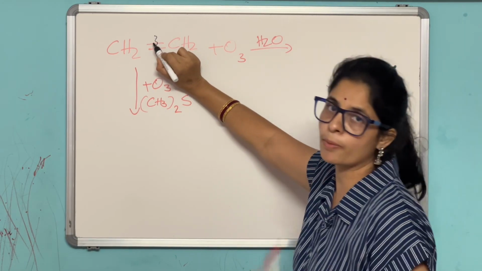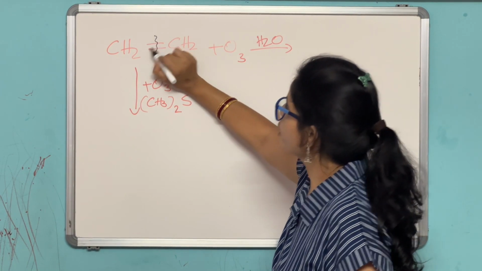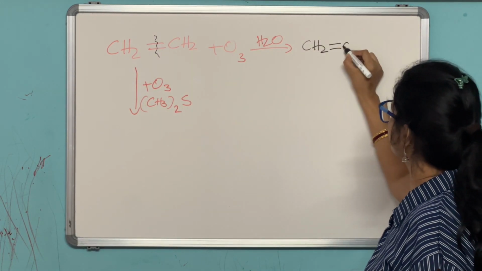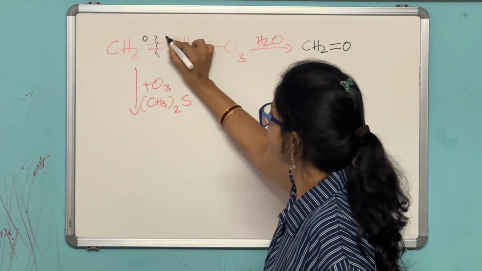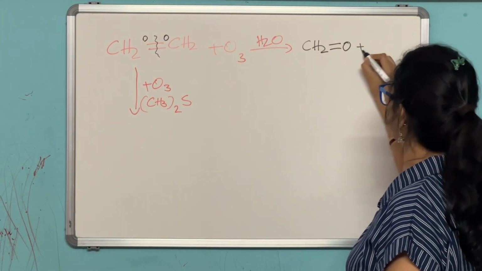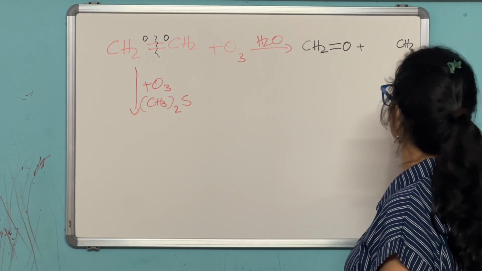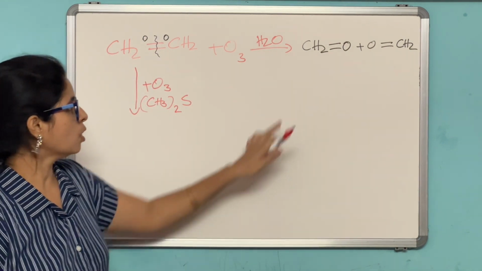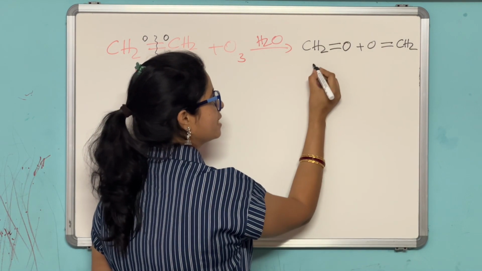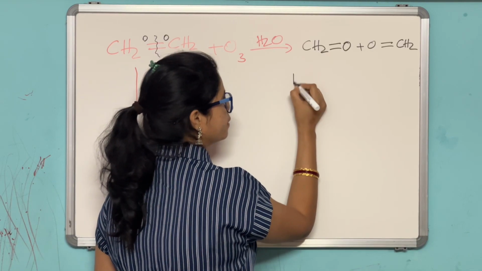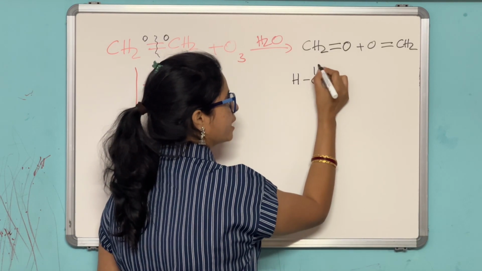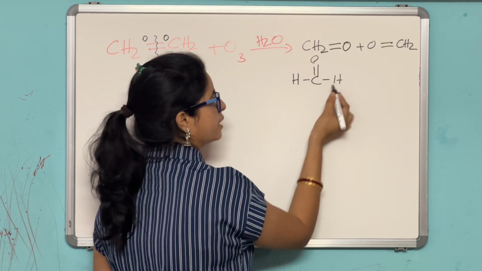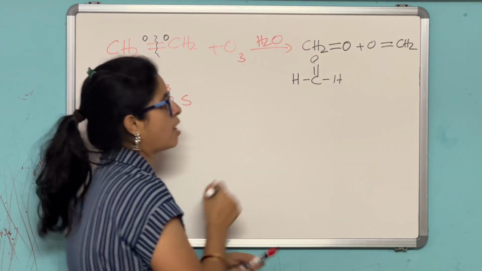So you are breaking it, and instead of that double bond, one oxygen here and another oxygen here. So here is your CH2=O. What is this? It is an aldehyde under oxidative ozonolysis. The structure is like this: C=O, two hydrogens, I have written clearly, that's it, it is formaldehyde.